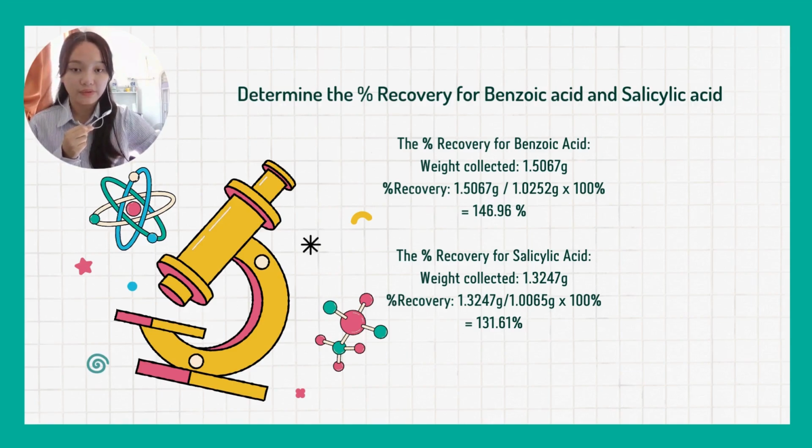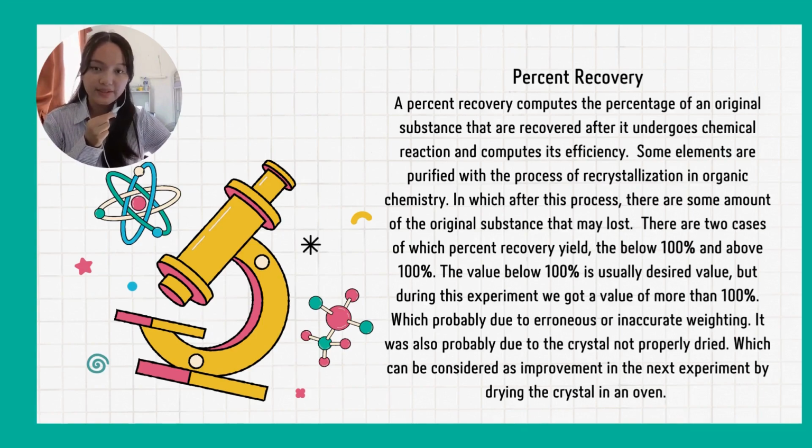So the percent recovery for benzoic acid was recorded as 146.96%. Meanwhile, the recovery for salicylic acid was recorded as 131.61%. A percent recovery computes the percentage of an original substance that is recovered after it undergoes a chemical reaction, and computes its efficiency. Some substances are purified by recrystallization in organic chemistry, and after this process some amount of the original substance may be lost.